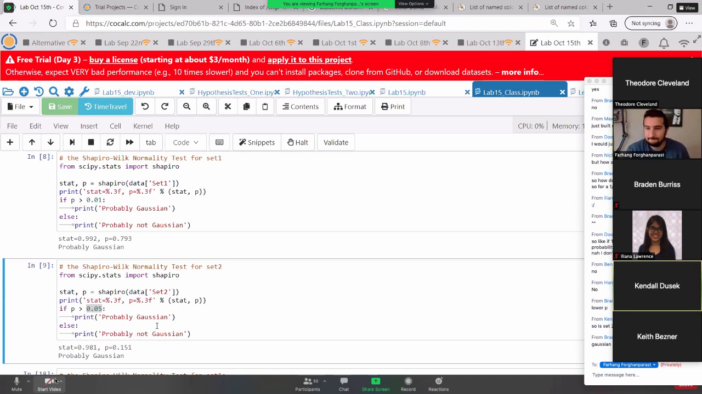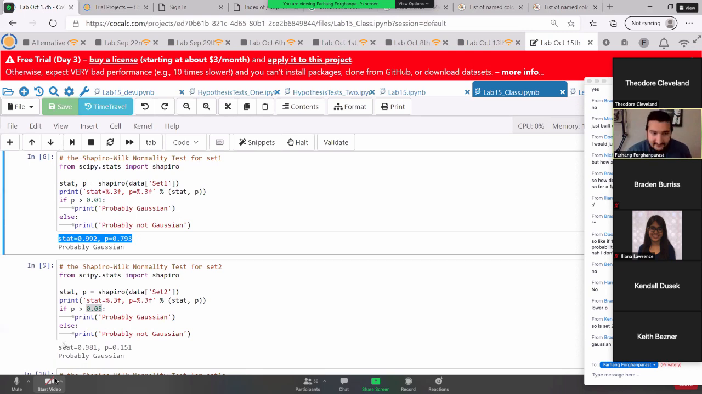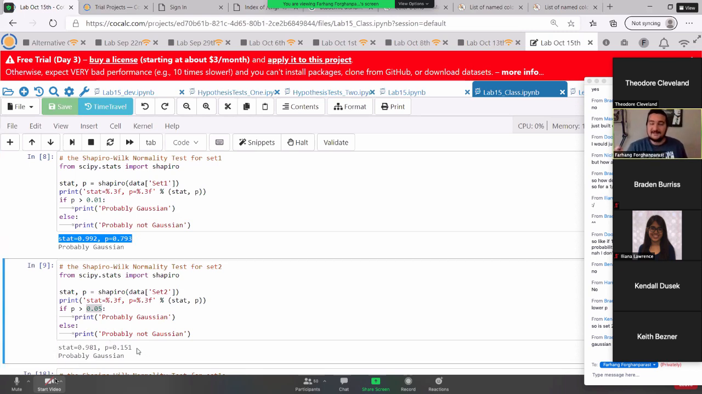Okay, so it doesn't matter how much bigger it is than the p-value, right? Just as long as it is bigger. Yeah, the only difference it makes is that if you compare this case and this case, you can say that set 1 has a higher probability of belonging to a normal distribution than set 2. That's it. But both of them, according to this test, are normally distributed.